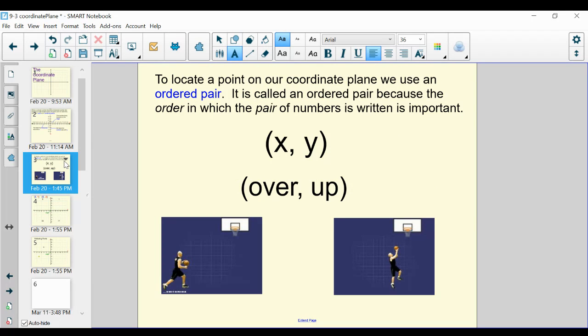When I'm looking at making my ordered pairs, I'm going to be using my X coordinate first and my Y coordinate second. My X is how many over I go and then how many up. If you have a little basketball player here, remember he has to dribble over to the basketball hoop before he jumps up to shoot his layup. So the order does matter. It always has to go X, comma, Y.